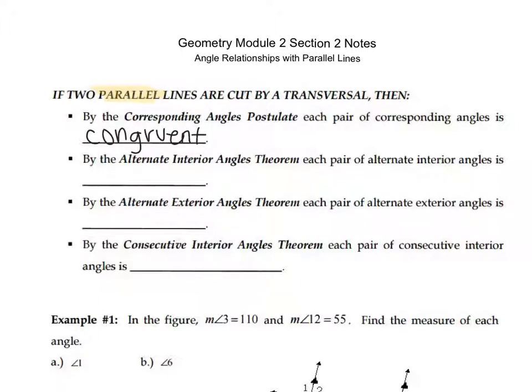So if we have a pair of corresponding angles, then they have the same measure. By the alternate interior angles theorem, each pair of alternate interior angles is also congruent. By the alternate exterior angles theorem, each pair of alternate exterior angles is congruent as well. And then the last one says, by the consecutive interior angles theorem, each pair of consecutive interior angles is supplementary.